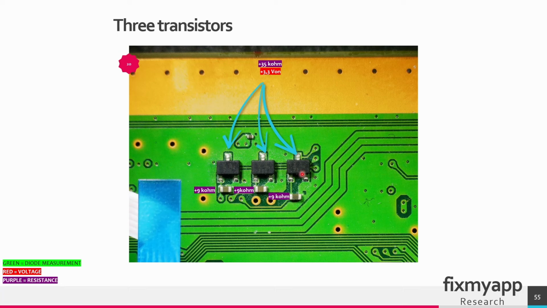Here you can see the 3 transistors. When you turn on your console, there should be 3.3 volt present at the top side. I think this pin are the bases of this transistor, and the resistance of those bases should be around 9 kilo ohms. Each transistor can disable the 3.3 volt, so it can short the 3.3 volt to ground, and if it is grounded it will not boot up the system.